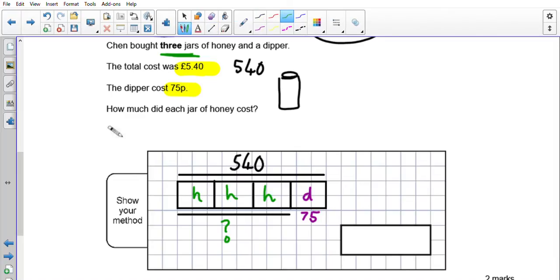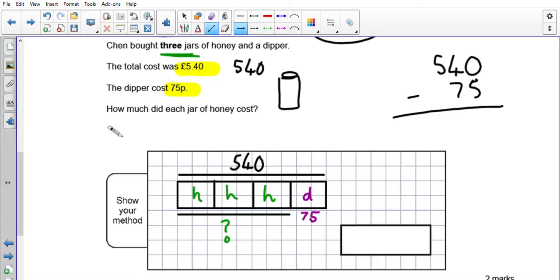The way that I'm going to work out how much 3 jars cost is I'm going to do 540 subtract 75. Because I'm going to take my total cost of everything I have here, and I'm going to take off the cost of a dipper. And that's going to leave me with the cost of 3 jars of honey. So I can just pop that into my method. I can do 540 subtract 75. I'll get my answer out there as 465p, or £4.65 for 3 jars of honey.